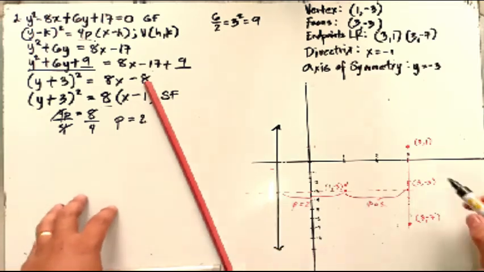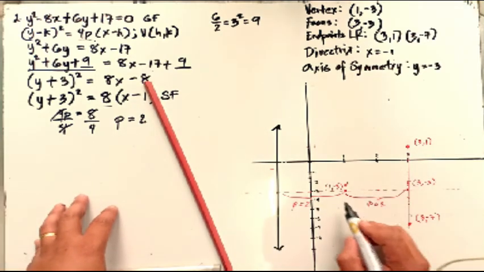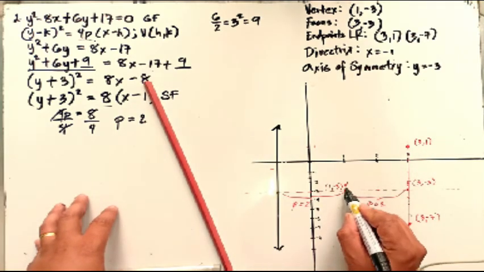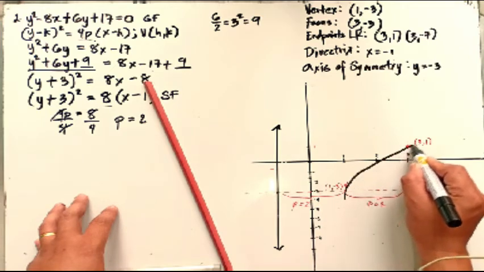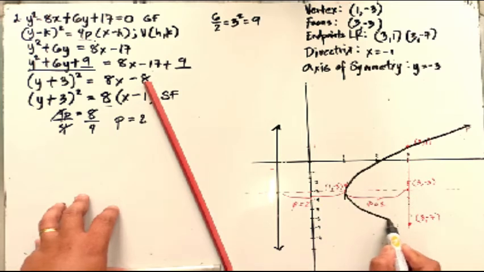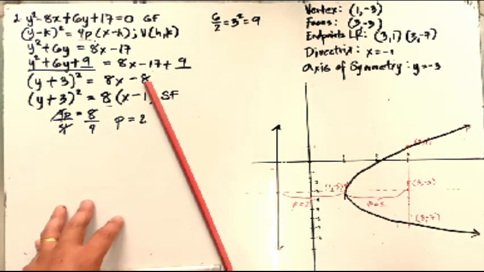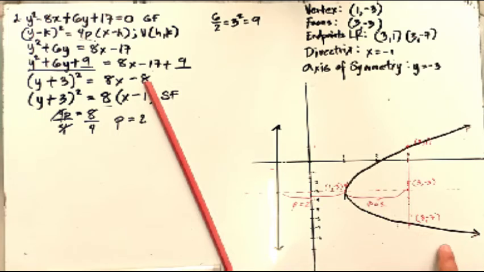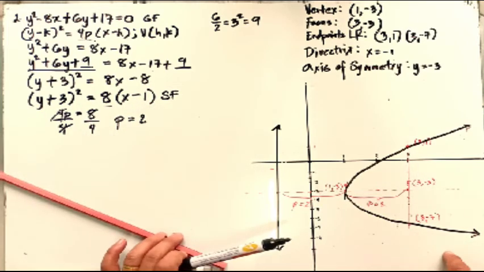Now to graph the parabola, we need to connect your vertex to one of the endpoints of the latus rectum. Vertex to one of the endpoints of the latus rectum. Then there you have it. We have this parabola already.